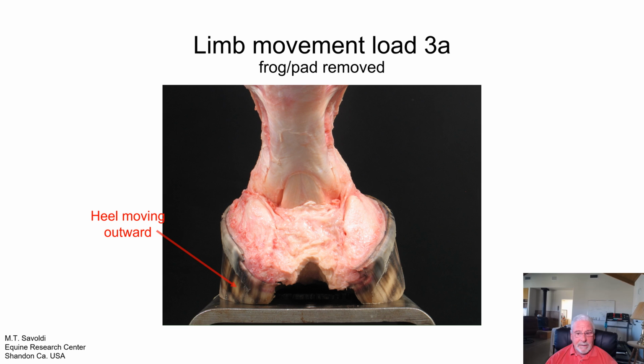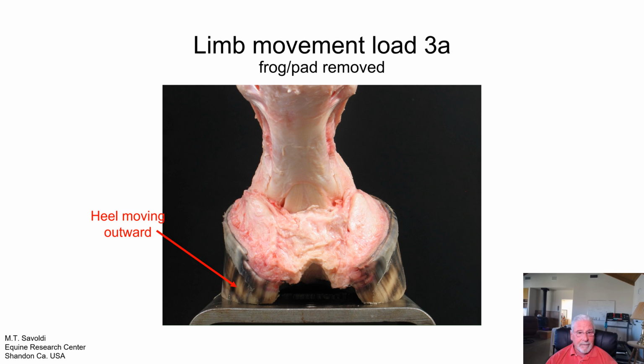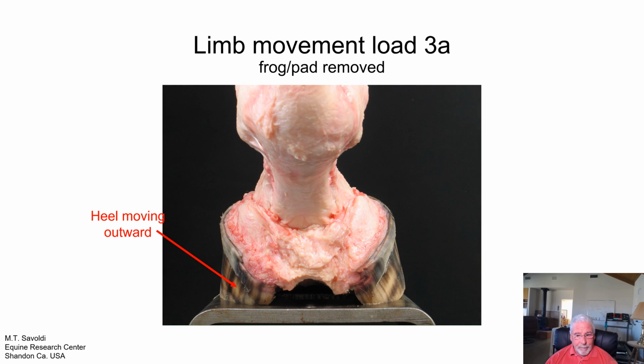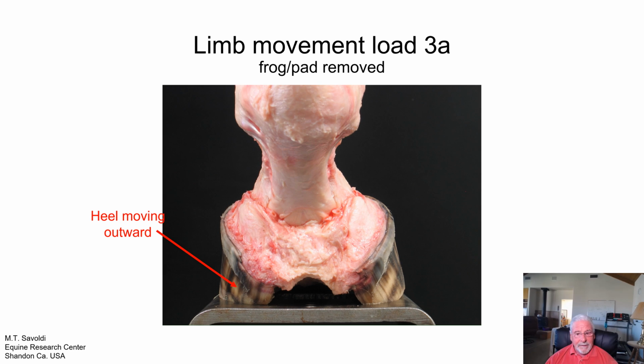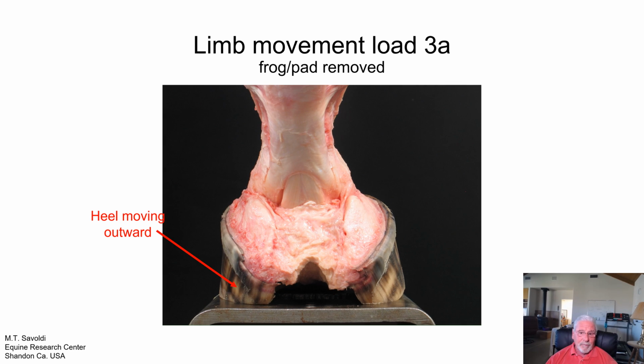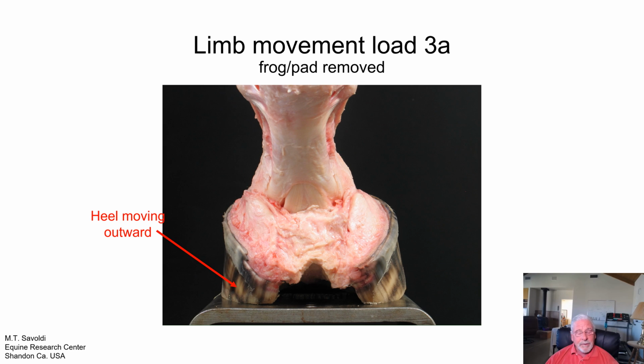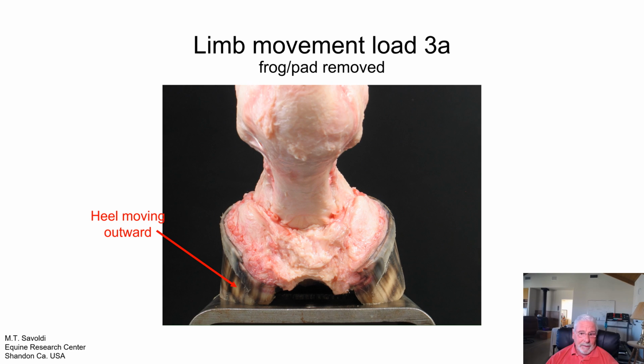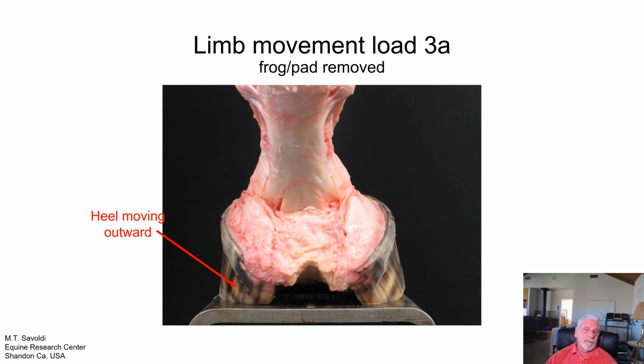Have you noticed that the heel is moving without a frog and without the support of the frog pad? It's moving, it's extended its movement. It's really out of control. So the frog definitely has an important role. But our question is, how come this heel is moving without a frog?